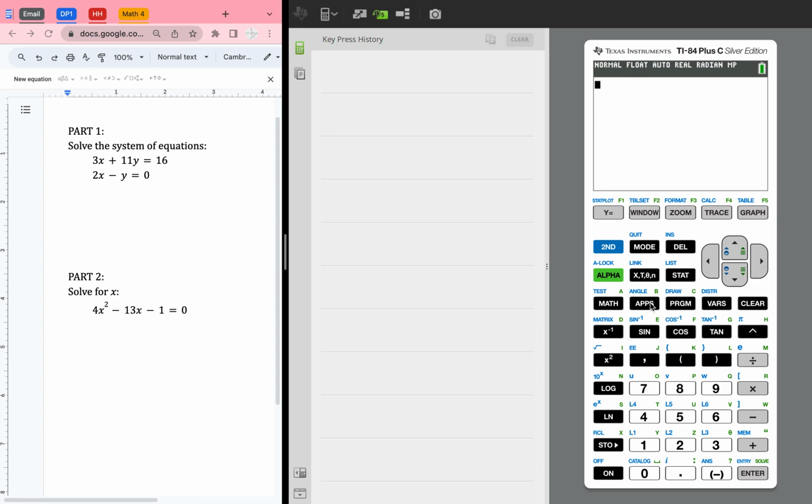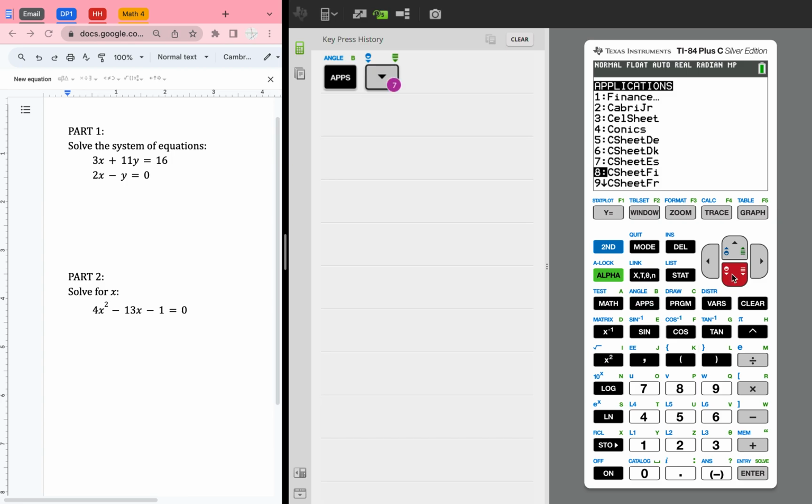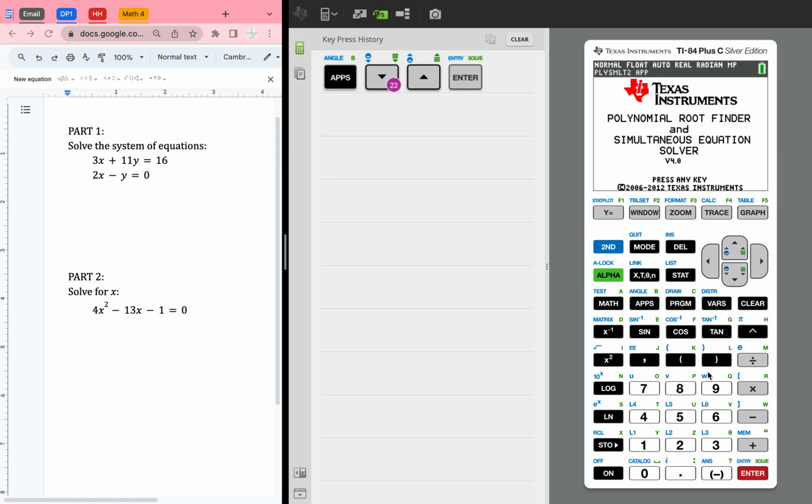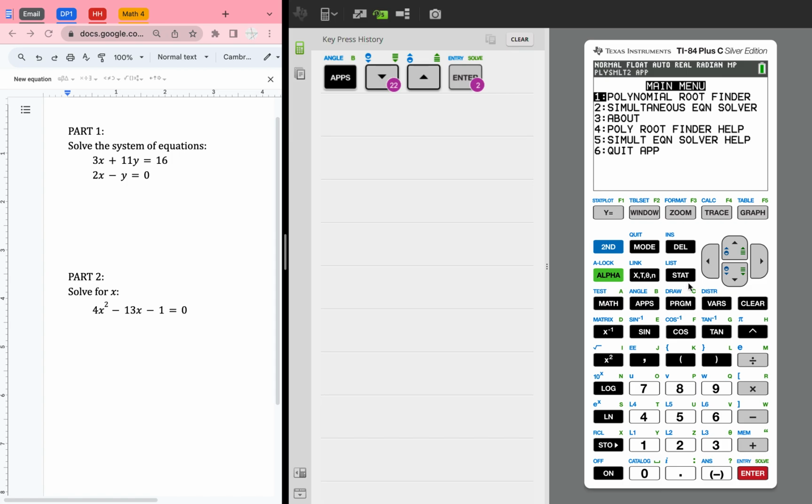So at this point, we hit the button called Apps in the calculator. You can see it turn red here on the screen. You're going to arrow down to get to Polysimult 2. It may be option 9 on your calculator, but either way, you can arrow down and get to it, hit enter, press any key to go to the next screen. And we're going to use the simultaneous equation solver when we're solving simultaneous equations, systems of equations. So arrow down to 2, hit enter.